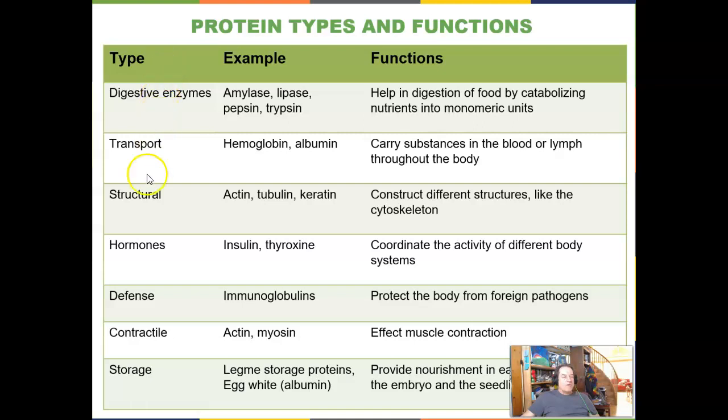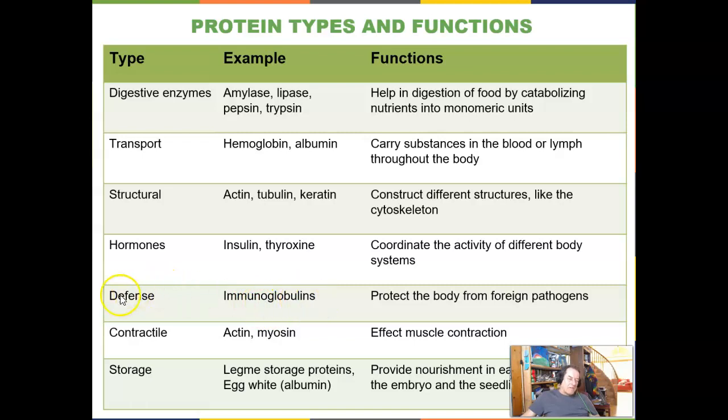We've got a whole bunch right here. You don't have to memorize these at this point. You do need to memorize the categories of function. So be able to list off these, that we've got proteins that function as enzymes. We've got proteins that function to transport stuff. We've got structural proteins. We've got hormone proteins.